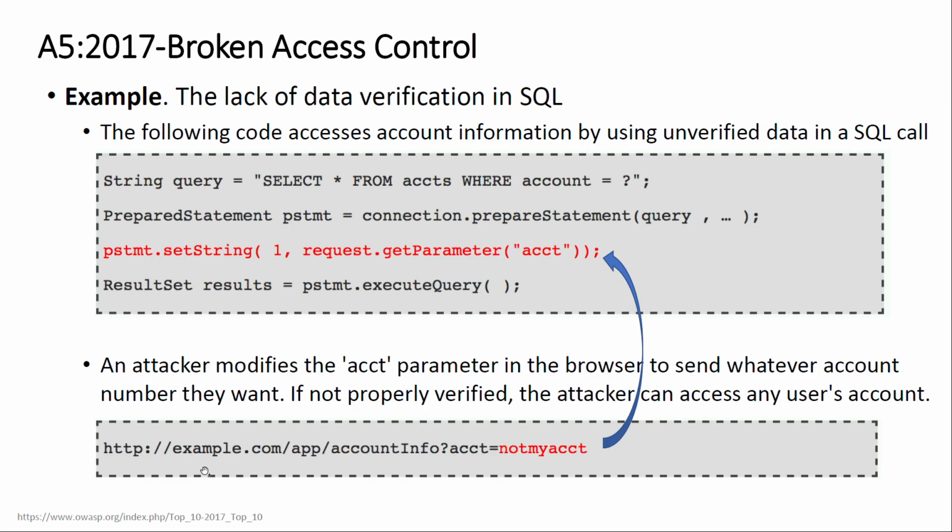So the attacker may force this account variable to something different, like for instance write admin or something. So this way they can connect to an account which doesn't belong to them. So an attacker modifies the ACK parameter in the browser to send whatever account number they want. If not properly verified, the attacker can access any user's account in this way. We talked about this kind of access when we were talking about GET and POST methods in HTTP.